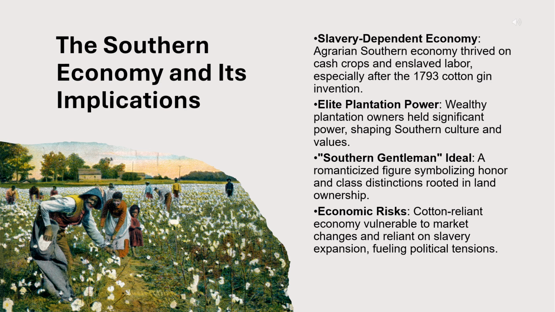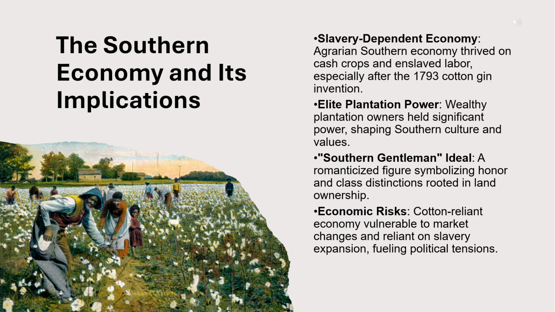To understand Southern culture during this era, we must first examine the economy, which was deeply intertwined with the institution of slavery. The Southern economy was primarily agrarian, heavily reliant on the cultivation of cash crops such as cotton, tobacco, and rice. The invention of the cotton gin by Eli Whitney in 1793 revolutionized cotton production, making it the dominant cash crop in the South and leading to a significant increase in the demand for enslaved labor.